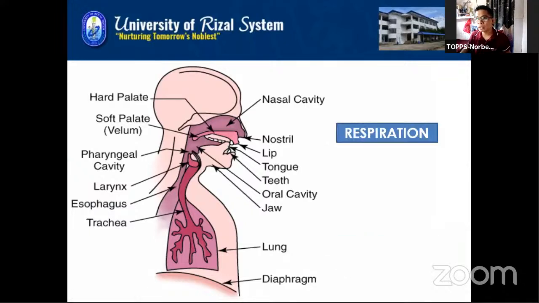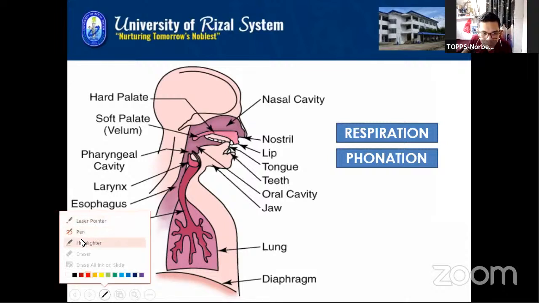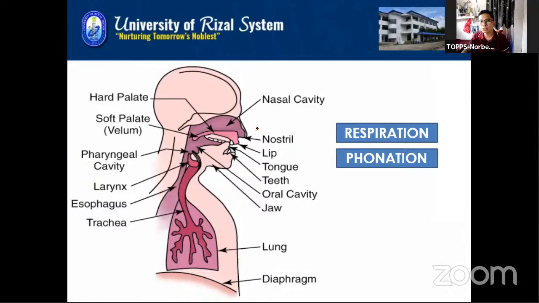Okay, so the first part is what we call the respiration. And when we speak of the respiration, it involves the breathing in of the air. So let's say, for instance, you breathe in the air. So when you breathe in the air, of course, it travels to the different parts of your body. Diba? Yung hangin. But as far as speech production is concerned, dumadaan yan dito sa part na yan.